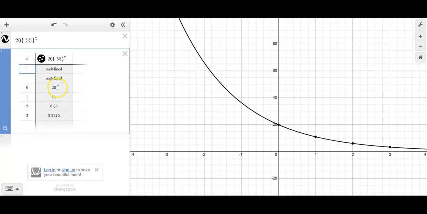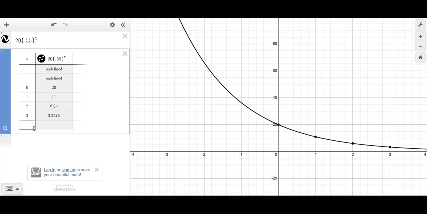If I do my initial bounce at 0, it's 20 feet, then 11, then 6.05, then 3.3275. If you weren't careful and weren't paying attention, you would have thought the answer here would have been 3, because that would have been less than 4. But remember, again, it was 4 inches, not 4 feet.